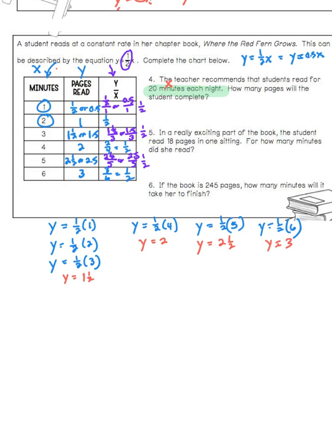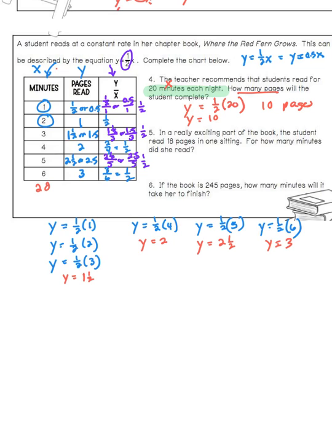I could go ahead and complete the table all the way down to 20 using this pattern, or I could just use the equation that's given. I want to know how many pages are read. That's what they ask, how many pages, and that's y. I have this equation with the constant of proportionality, 1/2 a page per minute. So if I just put my minutes in there, that's going to tell me how much the student can complete. So 1/2 of 20 is 10. So the student can complete 10 pages.